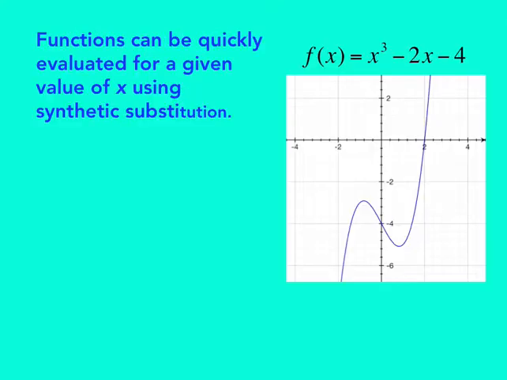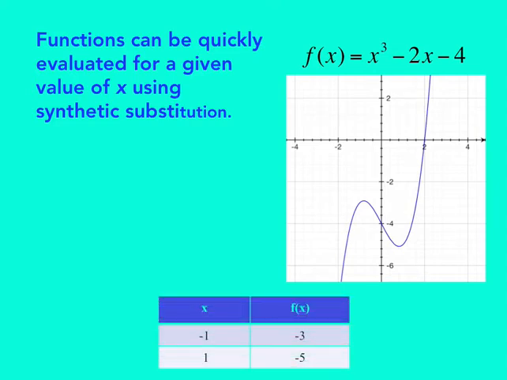So in summary, we found that functions can be quickly evaluated for a given value of x using synthetic substitution. We could graph this in a chart or table, such as the first column is x, where x was negative 1 and positive 1, and we found that f of x was then negative 3 or negative 5.